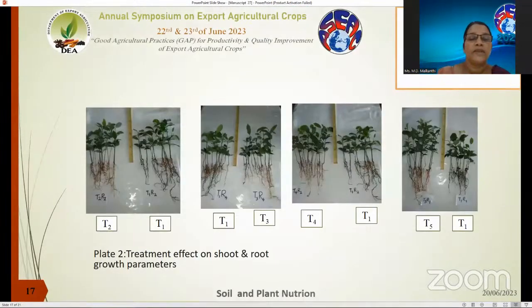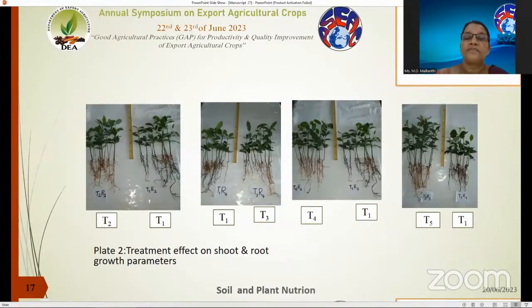Plate 2 shows the treatment effect on shoot and root growth parameters. Treatment 2, treatment 3 and treatment 4 plant growth was the same compared to the control treatment. Further, treatment 5 shows higher growth performance compared to the control.